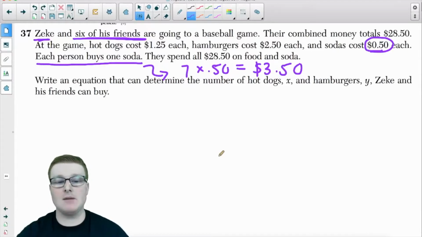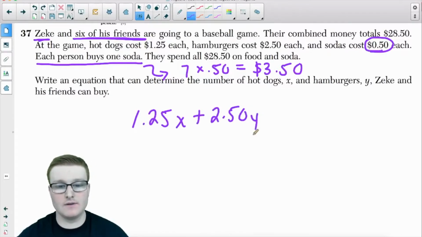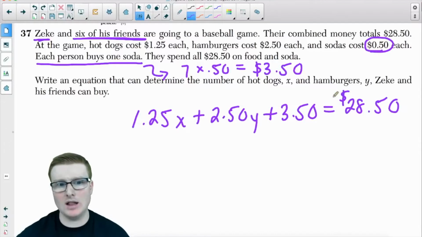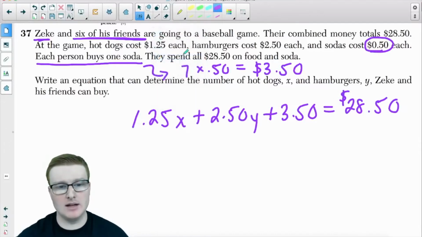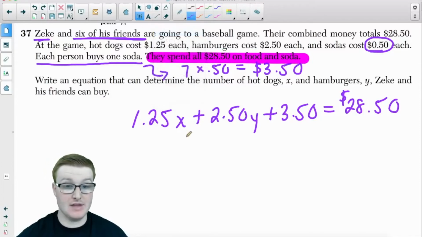Now we need to find out how much money they spend on hot dogs and hamburgers, X and Y. It costs $1.25 for a hot dog, $2.50 for a hamburger, and we're adding on the $3.50. All of it should equal $28.50. Now, why am I equaling it and not making an inequality? Because they tell us in the problem that they spend all of it. So that's why it's going to be equaling that, okay?